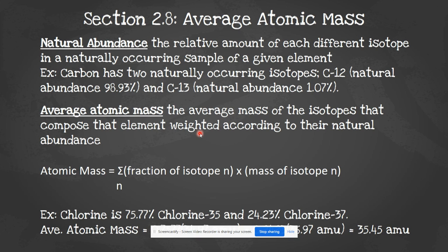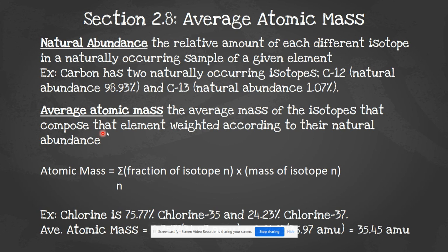Hello, this is AP Chemistry, Chapter 2, Section 8, on average atomic mass. So the natural abundance is the relative amount of each different isotope in a naturally occurring sample of a given element. Example: carbon has two naturally occurring isotopes, carbon-12, which has a natural abundance of 98.93%, and carbon-13, which has a natural abundance of 1.07%.